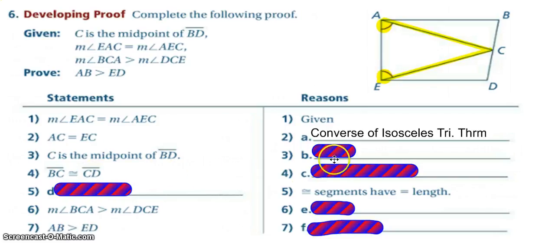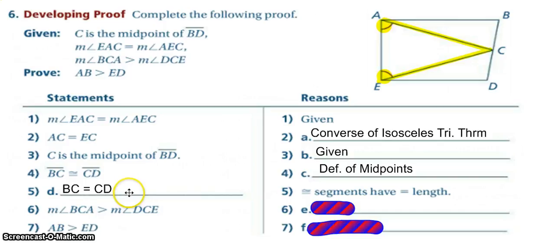Now C being the midpoint of BD, that is just more given information. But then because C is the midpoint, I can say BC is congruent to CD because that's what a midpoint is. It tells me that it breaks the line into two congruent segments. Then congruent segments must have equal lengths. That is just stating that the segments were congruent. Now I can say they're equal.